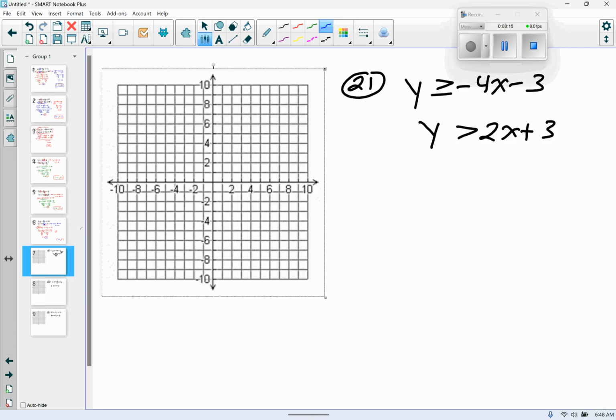Okay, these we have to shade. It's an inequality. It has these signs in it. So we don't really worry about where it's going to cross. So this has a y-intercept of negative 3 down here. My slope is down 4, right 1. And this is a solid line because I have the little line underneath there.